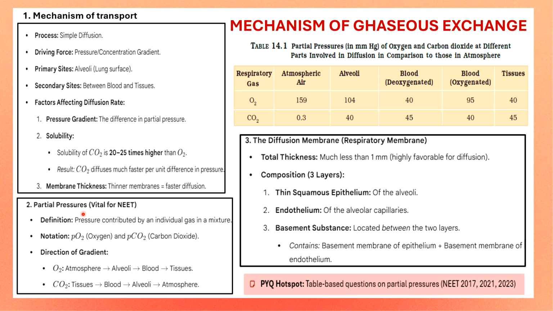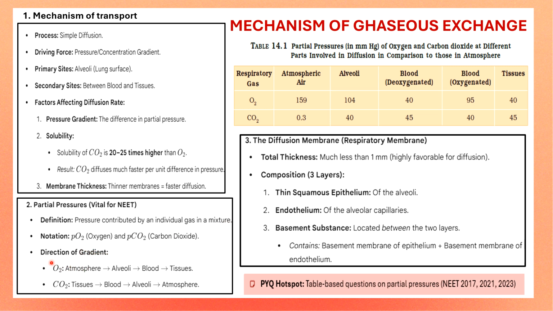The second thing is, what is partial pressure? When we inhale air, it comprises a mixture of gases, oxygen and carbon dioxide both. The pressure contributed by an individual gas in a mixture of gases is known as partial pressure. So we have a mixture of carbon dioxide and oxygen. Individually, how much pressure carbon dioxide is exerting, that is PCO2. How much pressure oxygen is exerting individually, that is PO2.